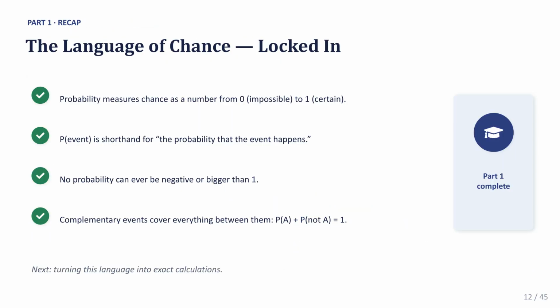We have finished part 1. You now know the 0 to 1 scale, the P notation, and how complementary events always sum to 1. You have the basic language down. Now let's move on to part 2, where we will turn this language into exact mathematical calculations.